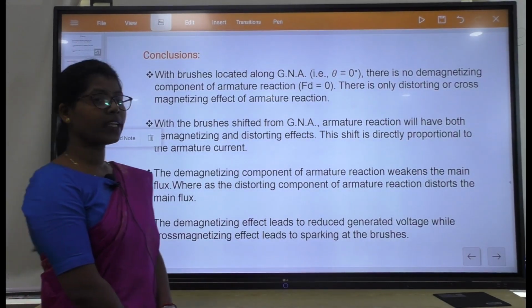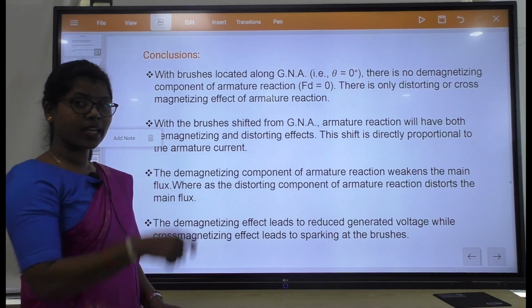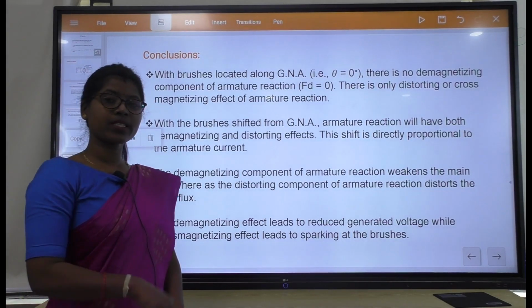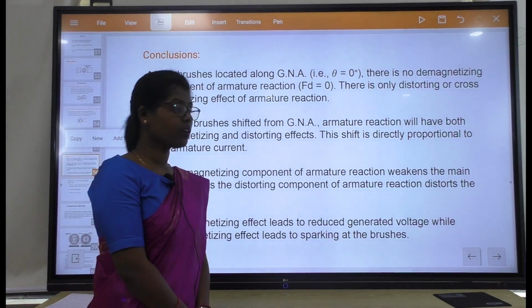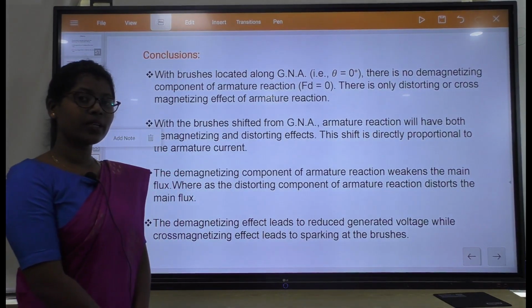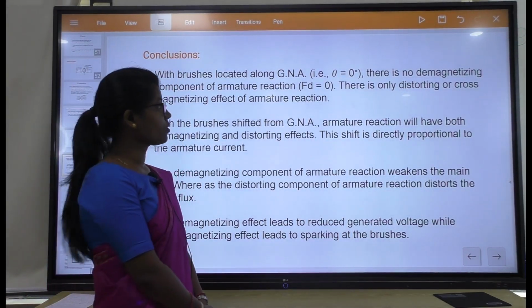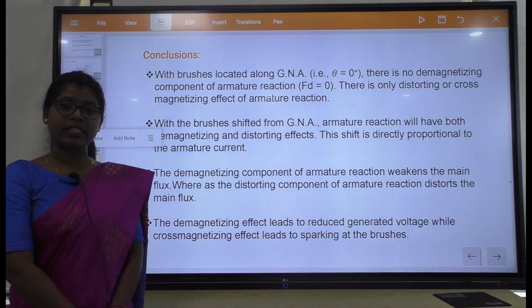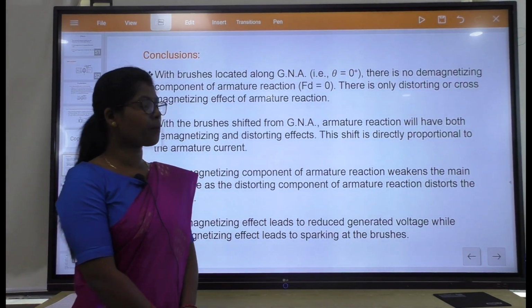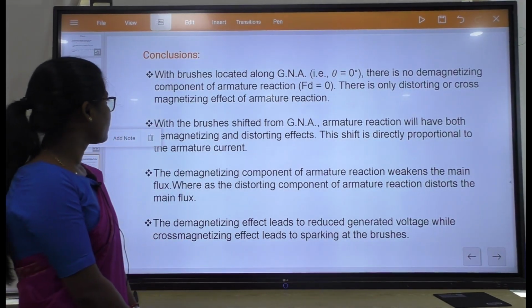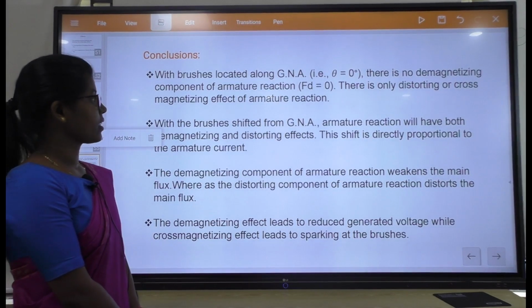When the brushes are along the GNA axis, that means theta value is 0, then the demagnetizing component FD is equal to 0. That means only distorting component or cross magnetizing component is present in that case.